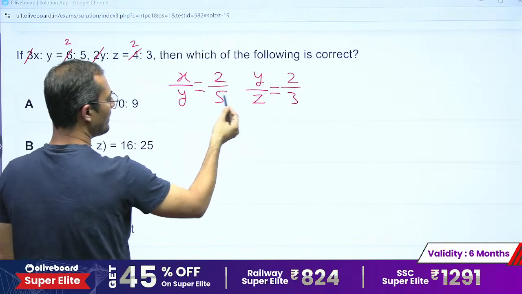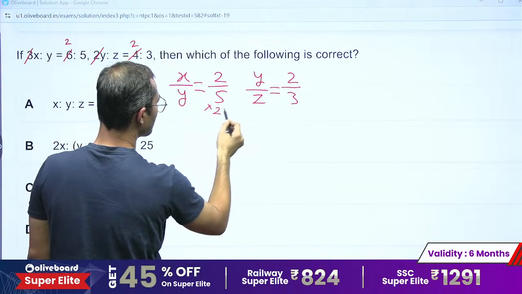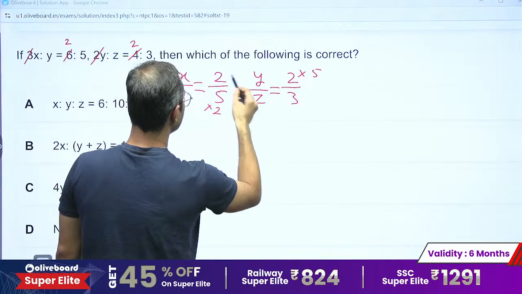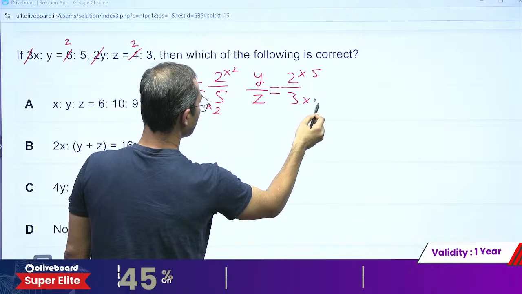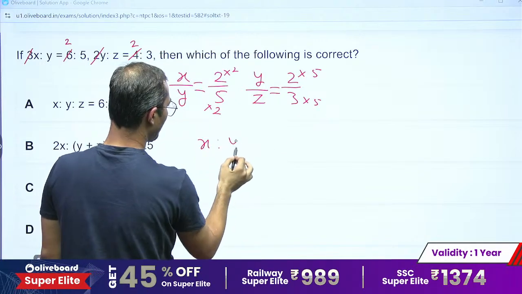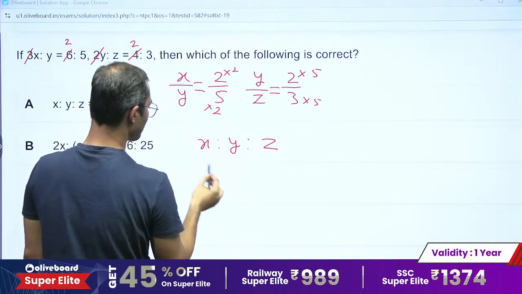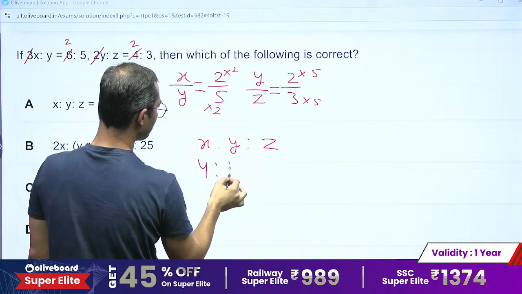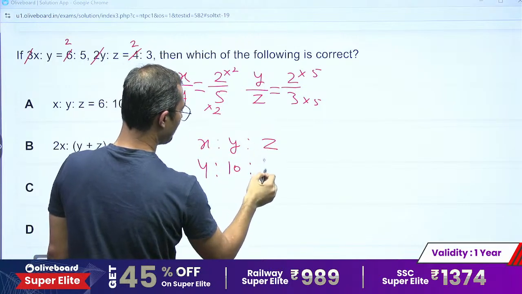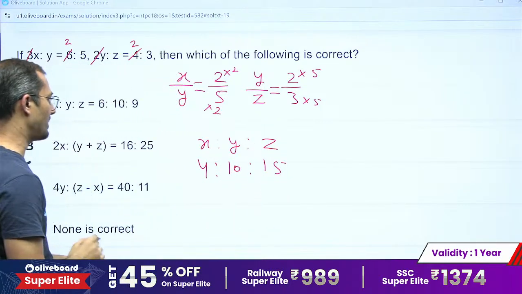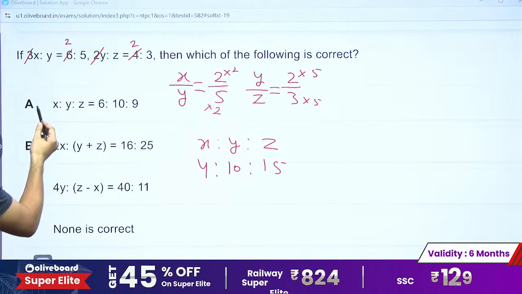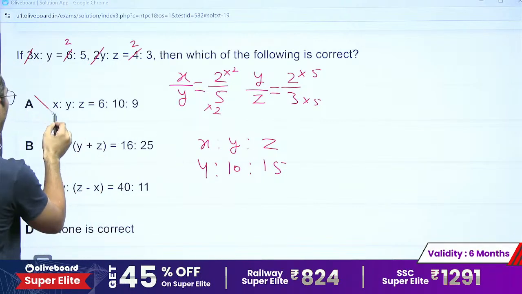So making y equal, here we are multiplying by 2 by 5, right? So we will get x is to y is to z as 4 is to 10 is to 15, right? 4 is to 10 is to 15. Now we are going to check x is to y is to z. Not matching. A is not the right answer.